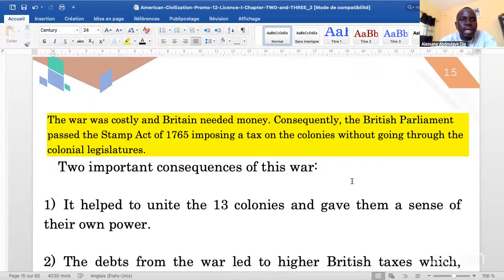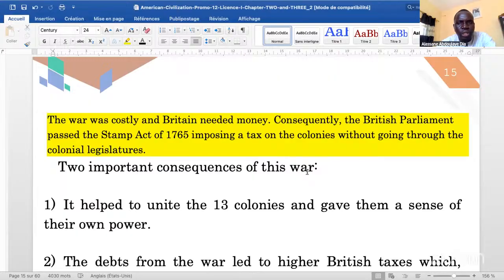All right, so this means that the war was costly and Britain needed money. So Britain won the war. It is true that Britain won the war. They dominated France and they occupied some territories of France. But what was the consequence of that war? The war cost a lot of money. And then Britain needed some money. So as they needed some money, where were they going to find that money?